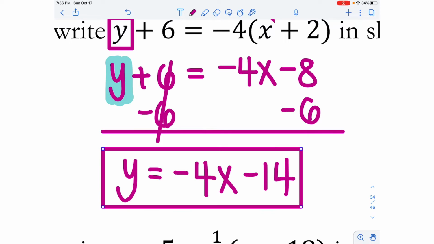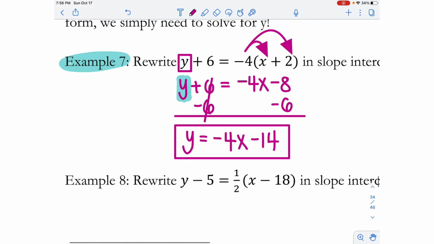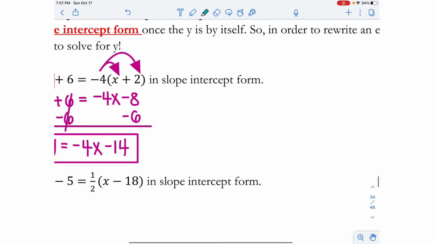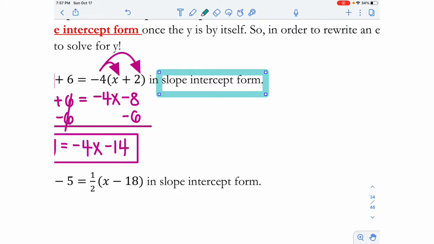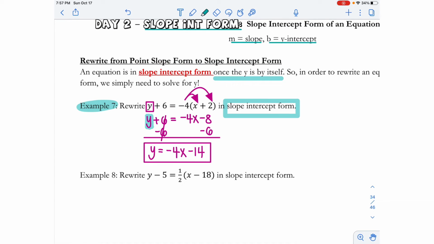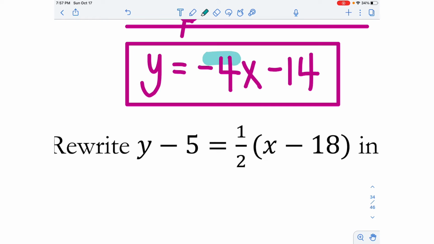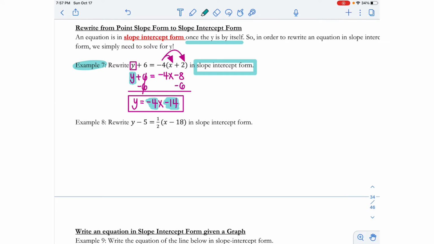So why am I doing this type of example again? Well, it is an important skill in this section to be able to fluidly go from point-slope form to slope-intercept form. So how do I go from one form to the next? To get into slope-intercept form, I just get y by itself. That's what it means every time. We are in slope-intercept form once y is by itself, okay? And so if I said, what's the slope of this line? You would say it's negative 4. And if I said, what's the y-intercept of this line? You would say it's down at negative 14, the point (0, negative 14).